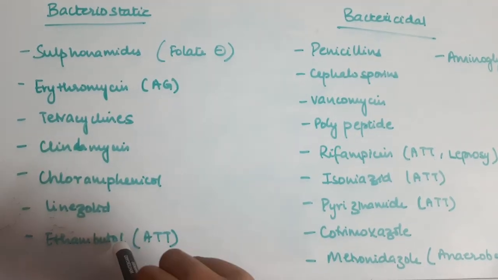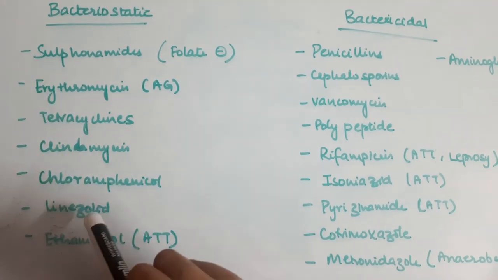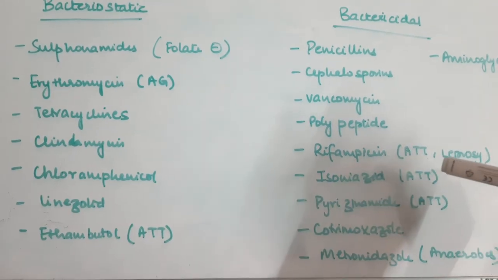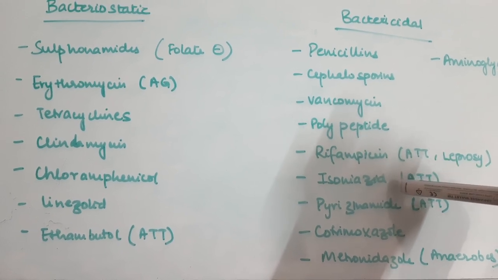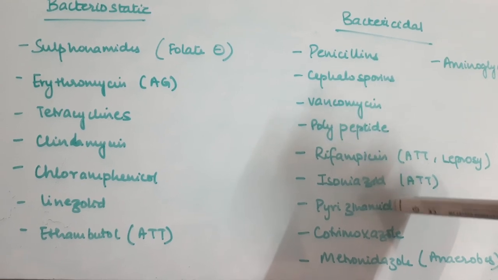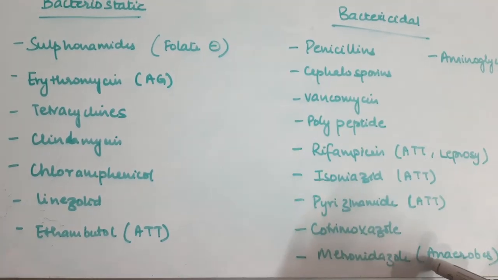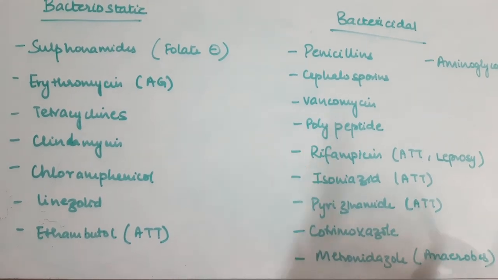Apart from that, among antitubercular drugs, ethambutol is bacteriostatic, whereas all other first-line antitubercular drugs like rifampicin, isoniazid, pyrazinamide, are all bactericidal. Metronidazole, which is a drug given for anaerobic bacteria, is also bactericidal.